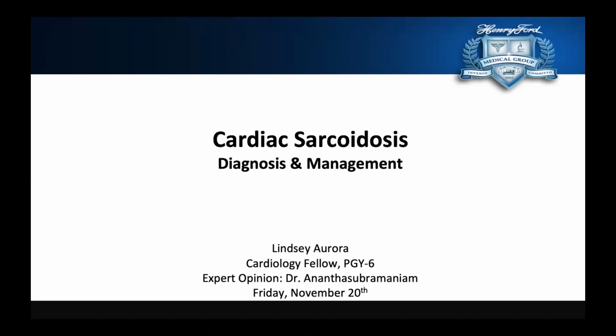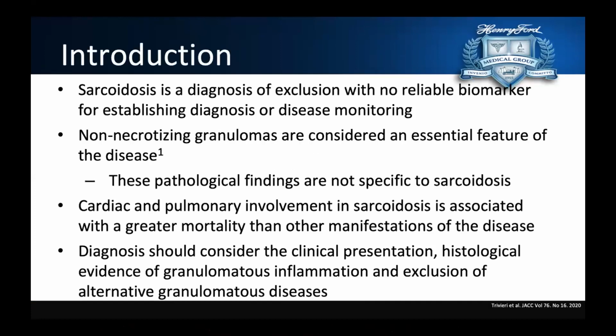So let's get started. Just to start with a little bit of background, as you're aware, sarcoid is a diagnosis of exclusion. There's no reliable biomarker for establishing diagnosis or disease monitoring. Non-necrotizing granulomas are considered an essential feature of the disease, but these findings are not specific to sarcoid, right? They can be seen in numerous infectious and inflammatory diseases. Cardiac and pulmonary involvement in sarcoid is associated with a greater mortality than other manifestations of the disease. When we are diagnosing this condition, we should consider the presentation, the histological evidence of granulomatous inflammation, and exclusion of other alternative granulomatous diseases.